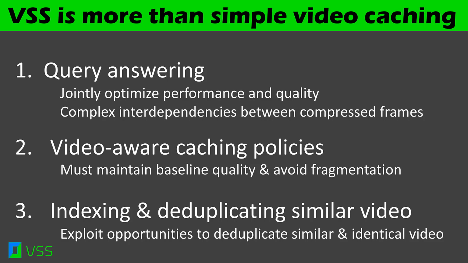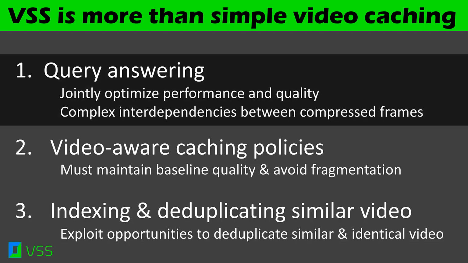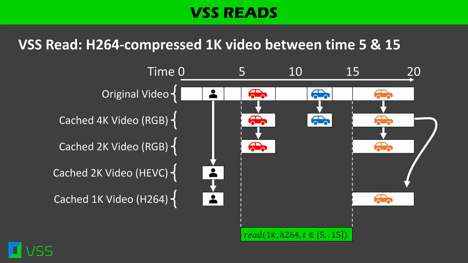So let's look in more detail at this first point and explore how VSS can optimize performance for reads and writes. So here we have an example where VSS has ingested a video and cached a number of fragments from previous reads. These fragments have different resolutions and formats such as H.264 or HEVC, and come in different resolutions ranging from 4K video all the way down to 1K video. And here we assume a new query has arrived requesting 1K video H.264 compressed between times 5 and 15, and I've illustrated that with this green box here.